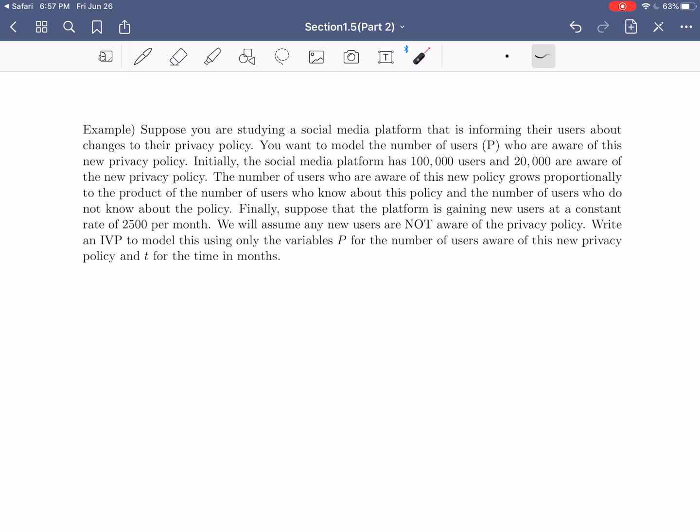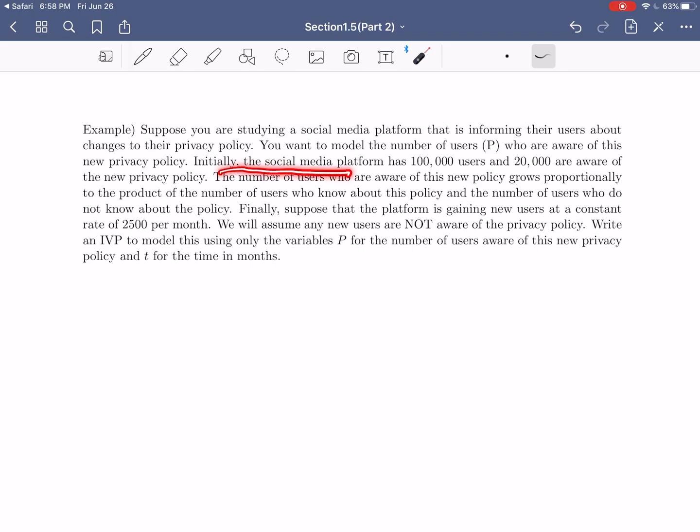So for this one, you're looking at a social media platform that is informing its users about changes to their privacy policy. So they're trying to let the people who use their platform know that there have been changes to this privacy policy. What we want to do is model the number of users P who are aware of this new privacy policy. So we're basically modeling the people who use this website and who are aware that there have been these changes.